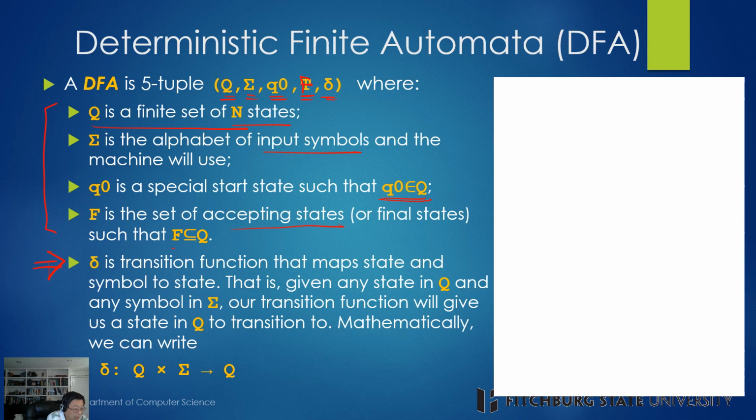Again, F is a subset of Q. Now here's the definition for delta, the transition function. For deterministic finite automata, delta is a transition function that maps a state and a symbol to a state.